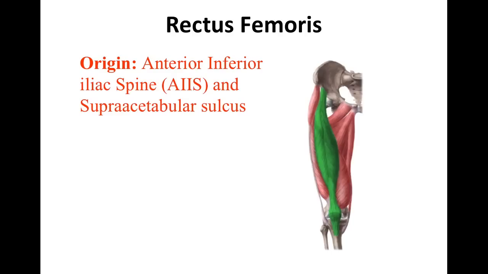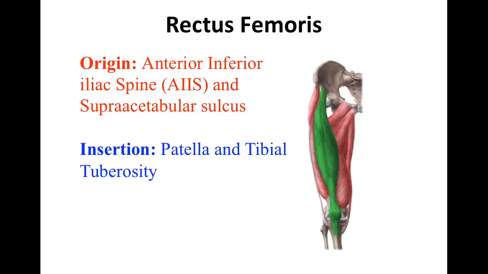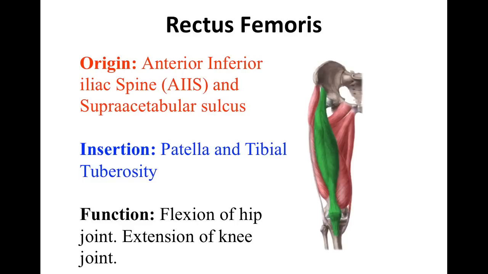The first muscle we're going to take a look at is called the rectus femoris. Rectus femoris is located on the most anterior aspect of the thigh. The point of origin for the rectus femoris is the anterior inferior iliac spine and the supraacetabular sulcus. This muscle inserts on the patella and tibial tuberosity. The function of rectus femoris is flexion of the hip joint and extension of the knee joint. This muscle can perform both of these actions because it's crossing both the hip joint and the knee joint.